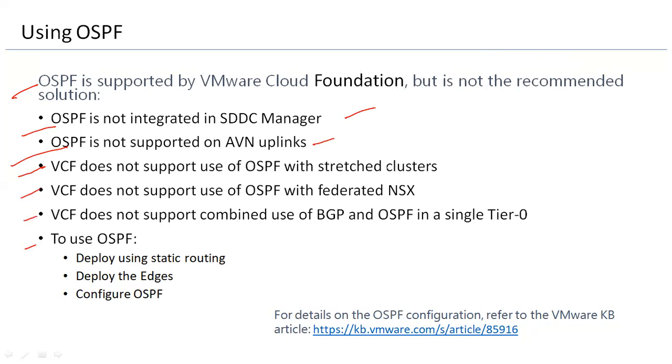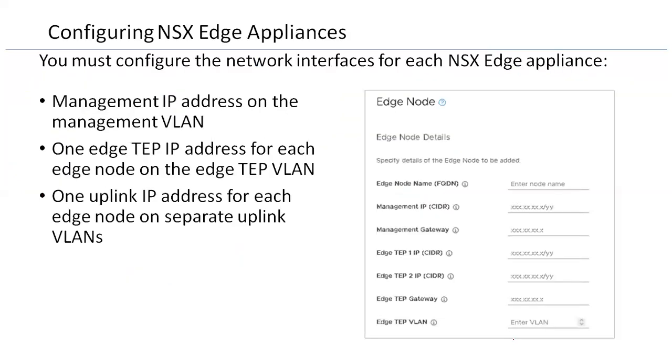Okay, OSPF is not supported with the stretch cluster because it is an in-boundary protocol. It cannot be in a federated environment. AVN uplink is not integrated with your NSX manager. So if you still want to configure OSPF and you don't want to leverage these functions, you can configure OSPF routing with your edge nodes as well. For configuring OSPF, have a look at the KB article which is highlighted there. Okay.